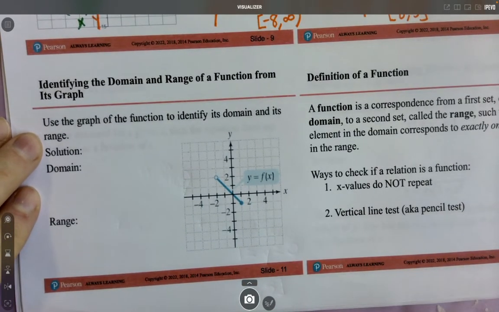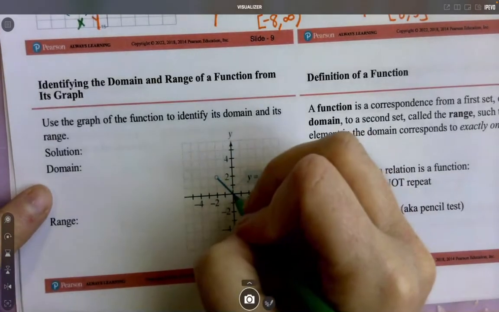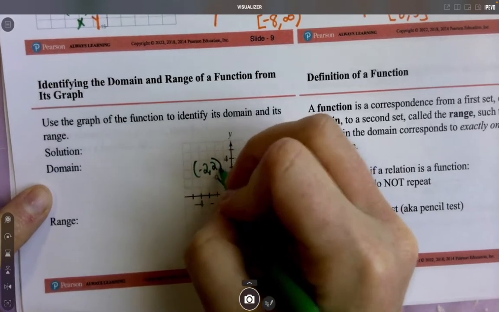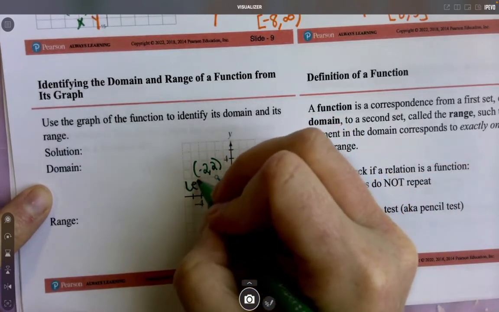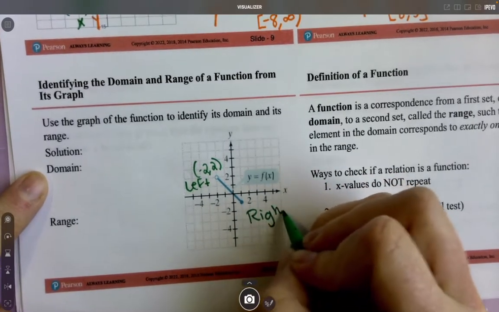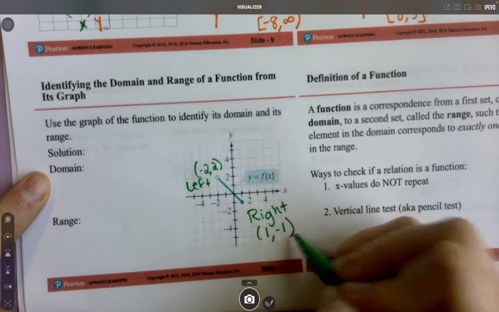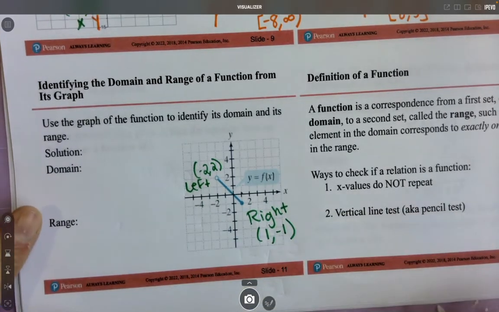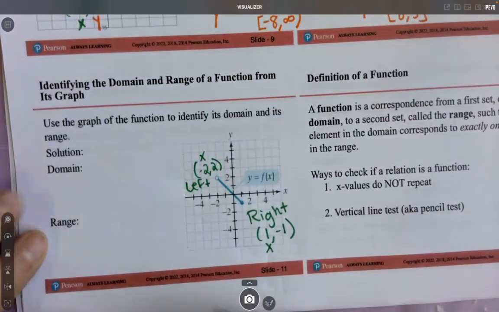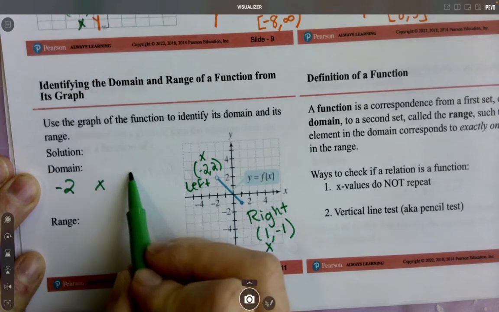Identify the domain and range again. So domain is x value. So we have -2, 2 is our left value, because remember domain is left, and this other point is our right, 1, -1. So we're going to go with our x values. So it's -2, 1.